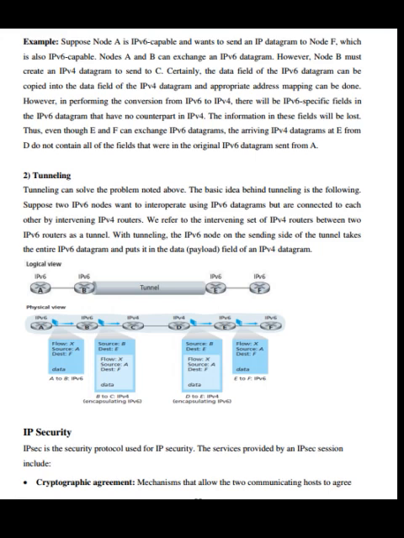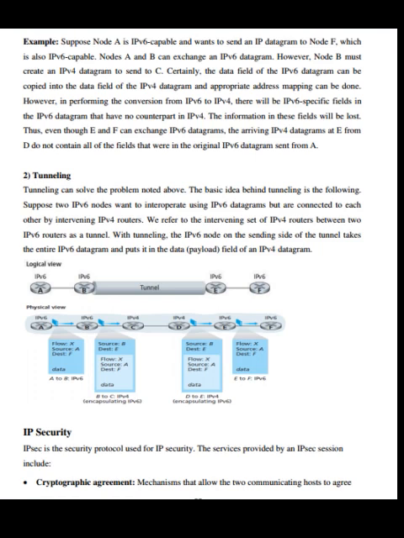However, in performing the conversion from IPv6 to IPv4, there will be IPv6-specific fields in the IPv6 datagram that have no counterpart in IPv4. The information in these fields will be lost. Thus, even though E and F can exchange IPv6 datagrams, the arriving IPv4 datagrams at E from D do not contain all of the fields that were in the original IPv6 datagram sent from A.